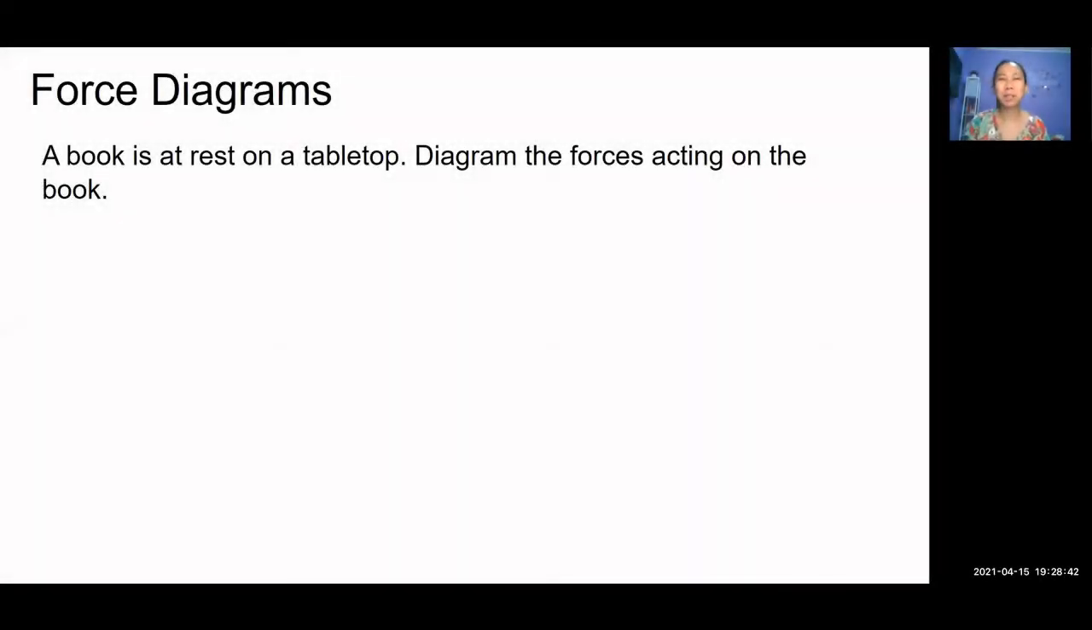So for today's tutorial, ituturo ko sa inyo kung paano gumawa ng force diagrams. So yung mga force diagrams, madalas natin itong ginagamit sa physics para makapag-solve ng mga problems, especially pagdating sa paghahanap ng mga net forces or sa mga acceleration.